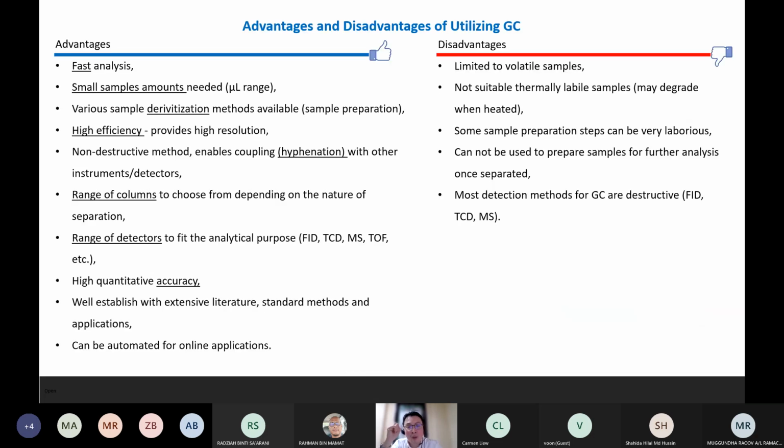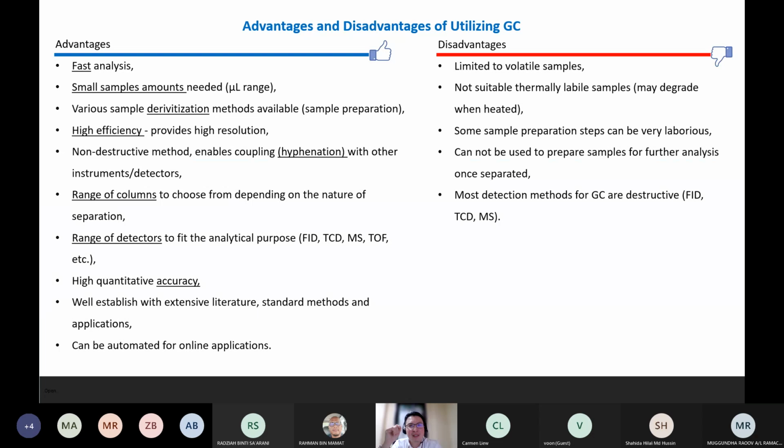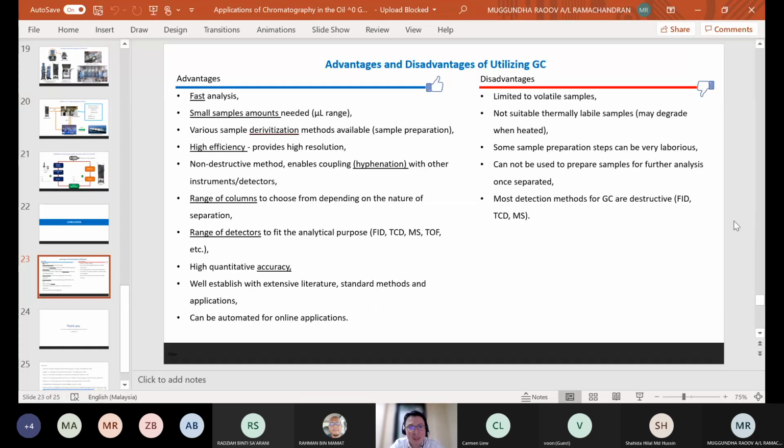So that brings me to the conclusion. Can I have the next slide? Okay, basically what I've done here is distill the points of advantages and disadvantages of using a GC. I'm not going to go through all of them because I believe you can read them on your own account. But to summarize, the GC is a wonderful, wonderful analytical tool that we use.